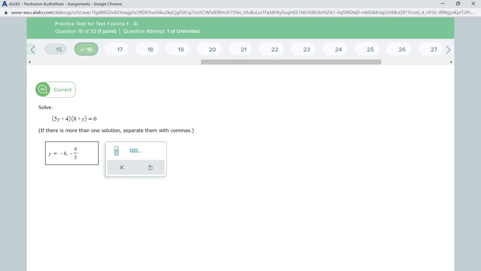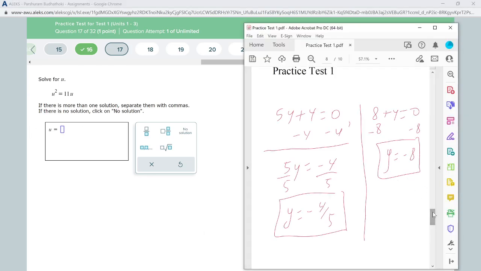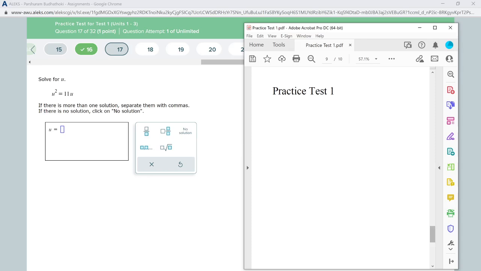Okay, next problem, solve for u. This is a quadratic equation, so do not just cancel u and u. What you have to do is bring everything to one side and try to find the factors. This is problem 17. u squared equals 11u. Bring the 11u to that side, so you can write u squared minus 11u equals 0. Now find the factors on the left side.